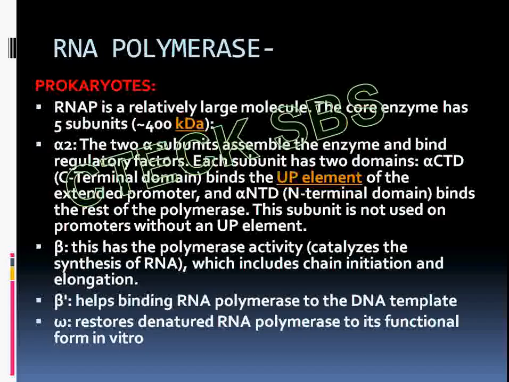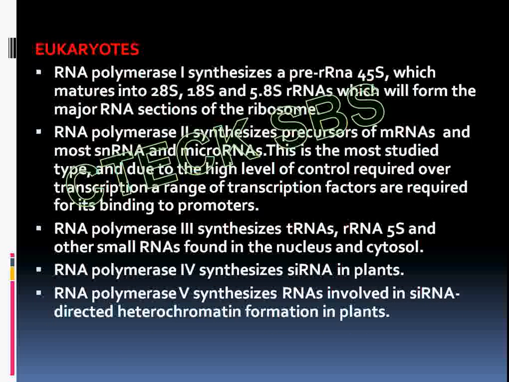Beta dash helps in the binding of RNA polymerase to the DNA template, while the omega restores the denatured RNA polymerase to its functional form in vitro, which can be used again for another process of transcription. Let's understand the process of transcription separately in eukaryotes and prokaryotes.